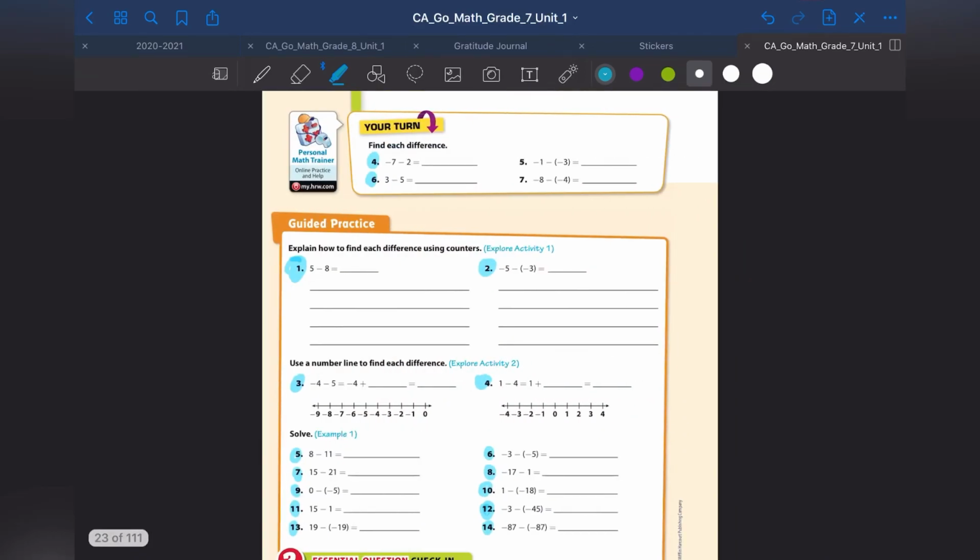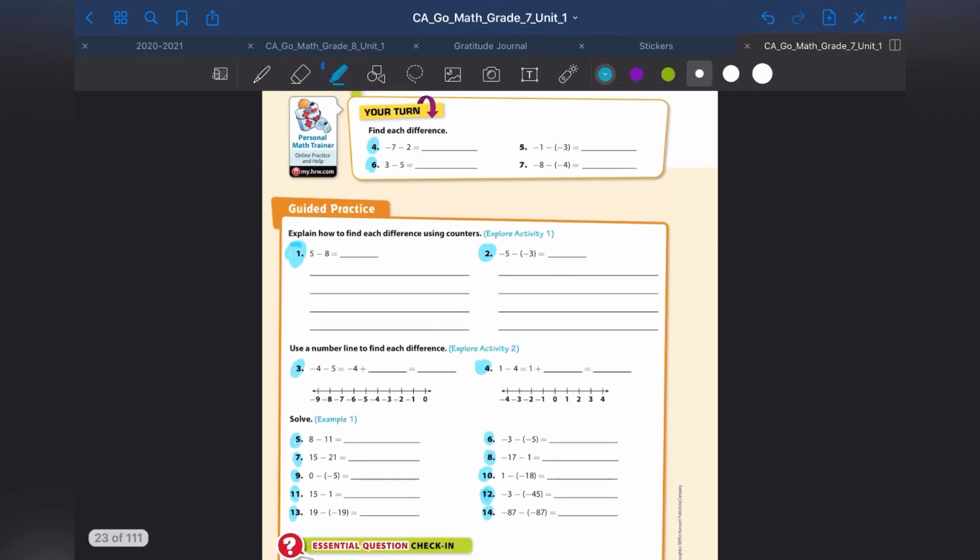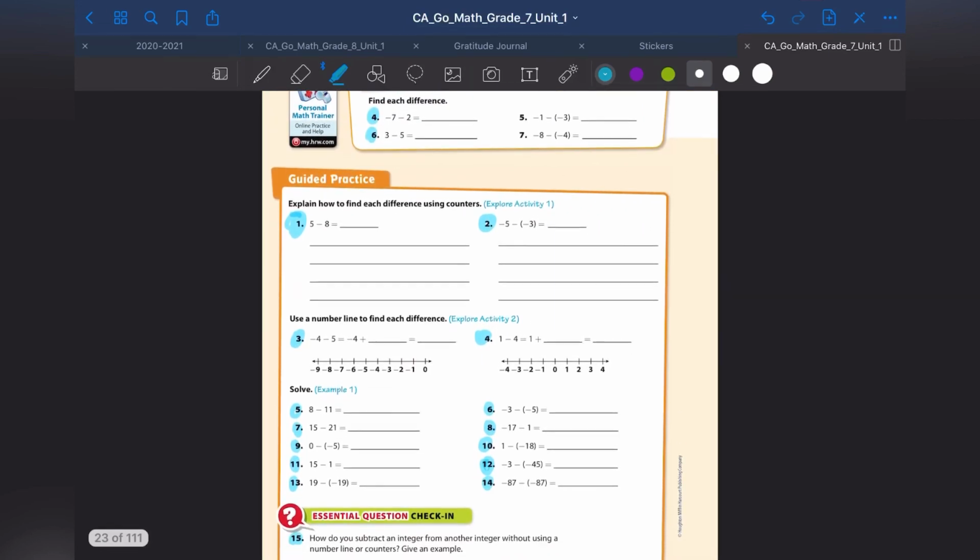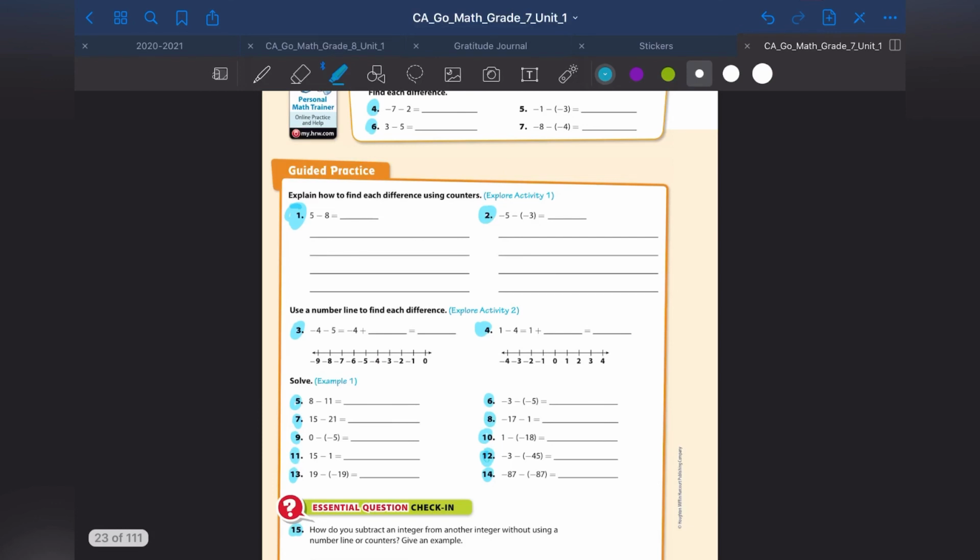Okay, so now we get to the guided practice. Do these ones on your own, and I will be checking them on Monday, and we will be reviewing them.